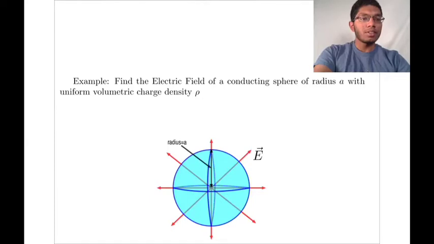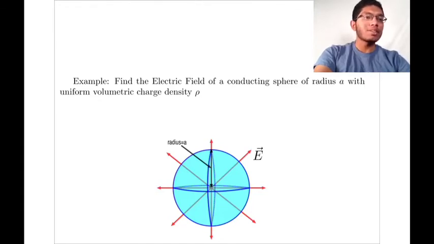So this is the sphere, that is the radius a as quoted by the question, and E will go out radially in all directions. This is because we have a uniform volumetric charge density. Charge is spread evenly all throughout this solid conducting sphere. So that gives us a clue as to what rho is.